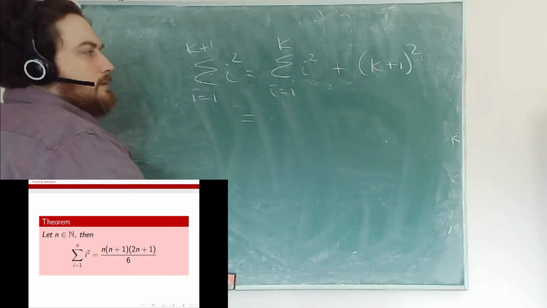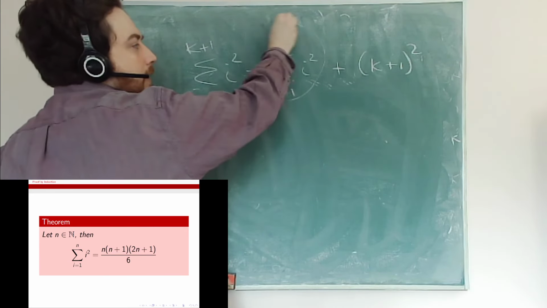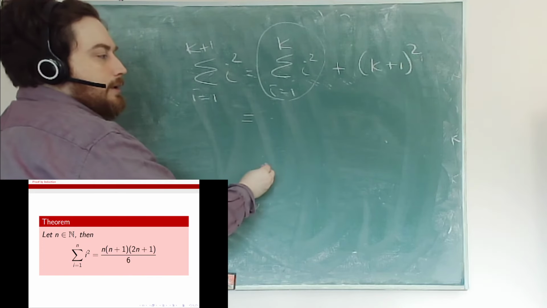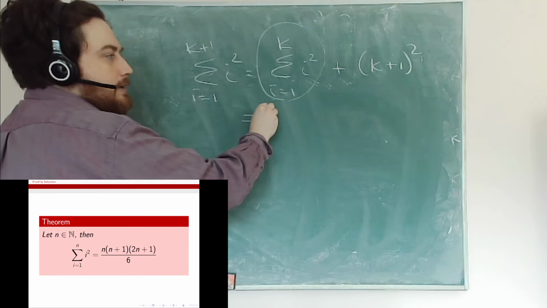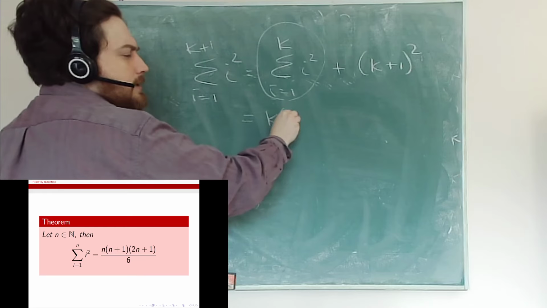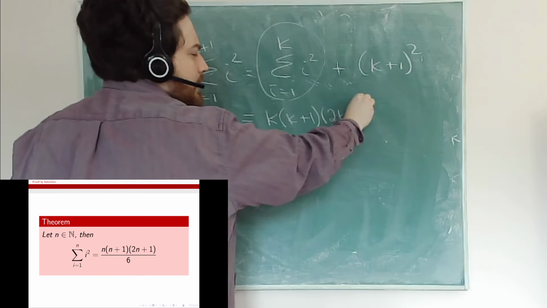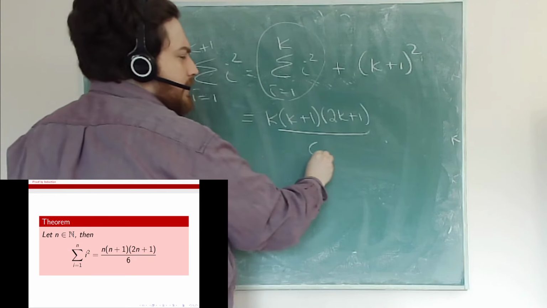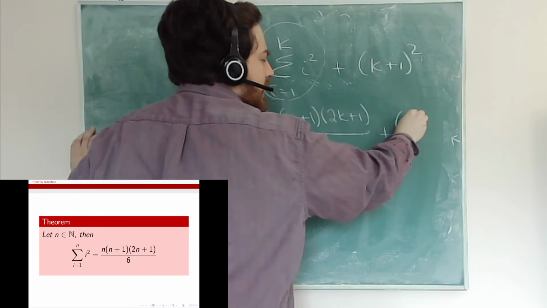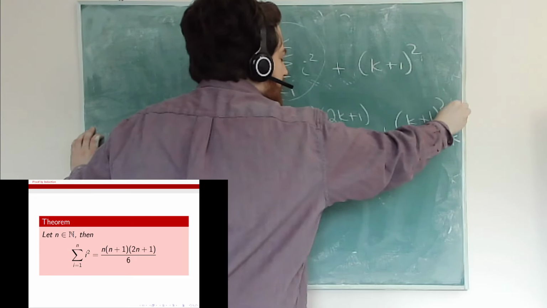So what do I get now? Well, remember, we're assuming by the induction hypothesis that this is indeed equal to k times k plus 1 times 2k plus 1 all over 6, plus k plus 1 squared.